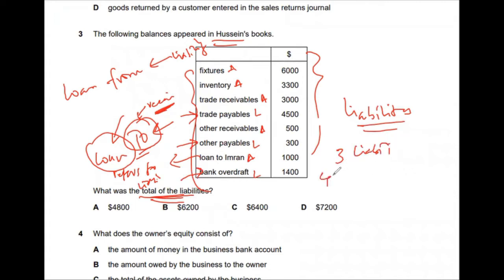First one is 4,500. Then you have 300, and then you have 1,400. So if you make a total of this, you should come to an answer of 6,200. So the correct answer to multiple choice 3 is option B.